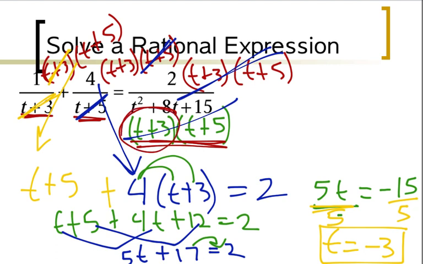And if you see here, this is t plus 3. I should have set that equal to 0. T plus 3 equals 0. And that would have given me t cannot equal negative 3.